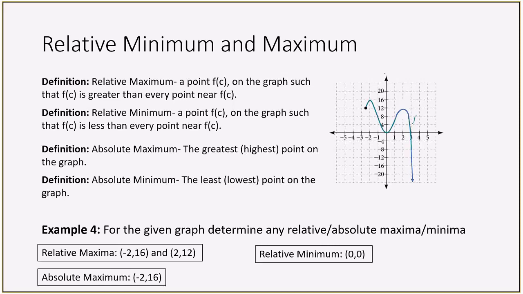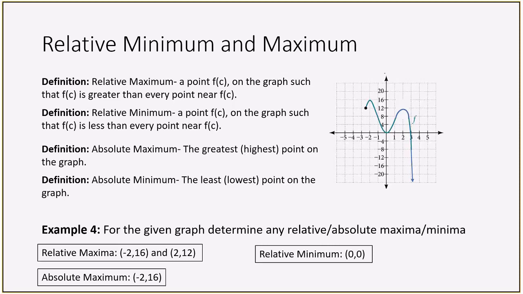We're talking about absolute minimum. Now let's look at the definition. Absolute minimum, the least or lowest point on the graph. Well, I'm looking at my graph, and obviously (0, 0) is not the lowest point on my graph, because when I go to the right, it gets much lower than that. So I can't have an absolute minimum of (0, 0). And truth be told, the absolute minimum is nothing. There is no absolute minimum of this graph.